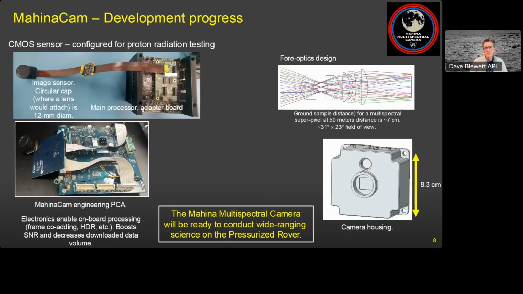This is an instrument development campaign that's ongoing right now. We have a few hardware pictures there. We recently conducted single event proton radiation testing. We have our 4 optics designed, and we'll be sending those out for manufacture soon. There's a drawing of the camera housing there. You can see how small it is. That would just fit in the palm of your hand. So the Mahina multispectral camera is going to be ready to conduct wide-ranging science on the pressurized rover.